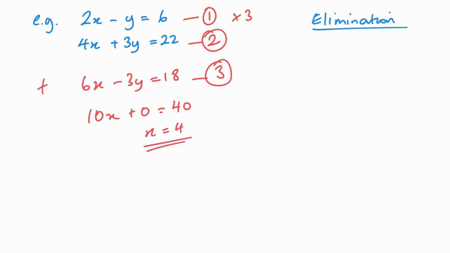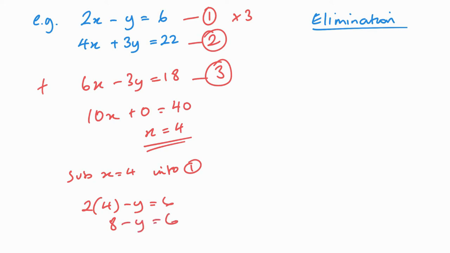And then again, it's just a matter of subbing this into one of my equations. I'm going to put it into equation 1. So 2 lots of 4 minus y equals 6. 8 minus y equals 6. And you can see there that y is 2. I won't do the check in this one because I'm just doing it a second time, but just to show you, you could have made the y's equal.